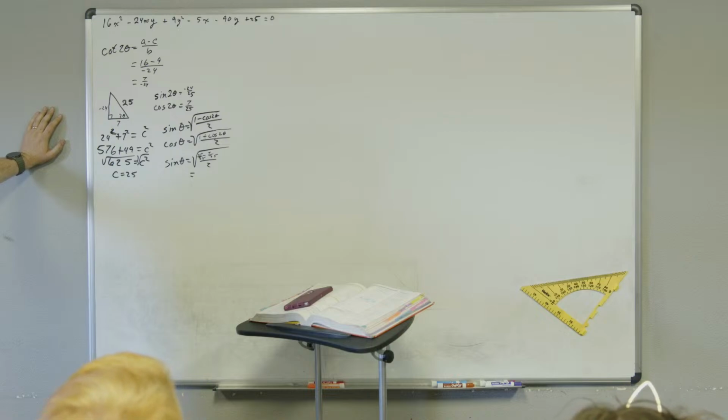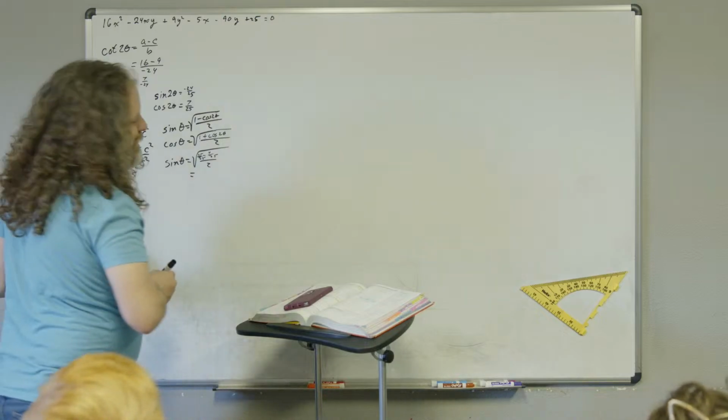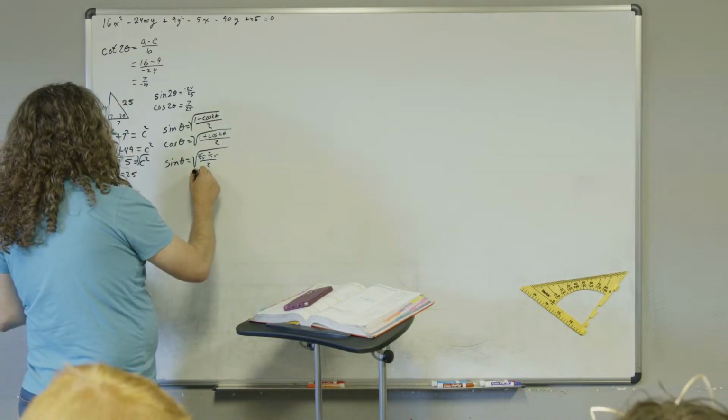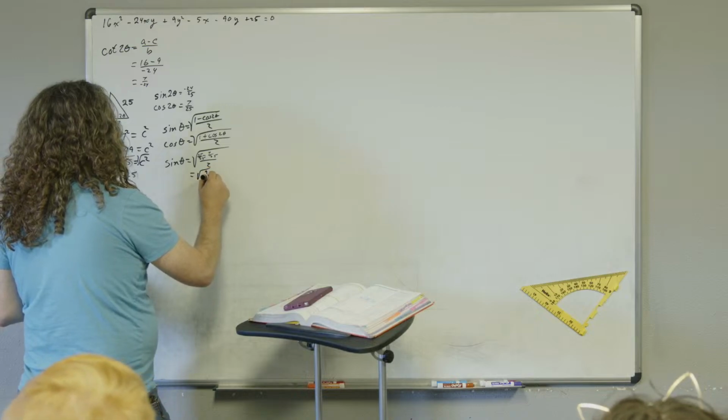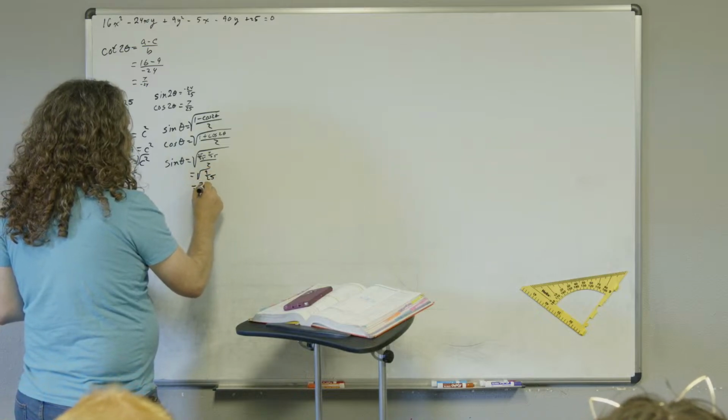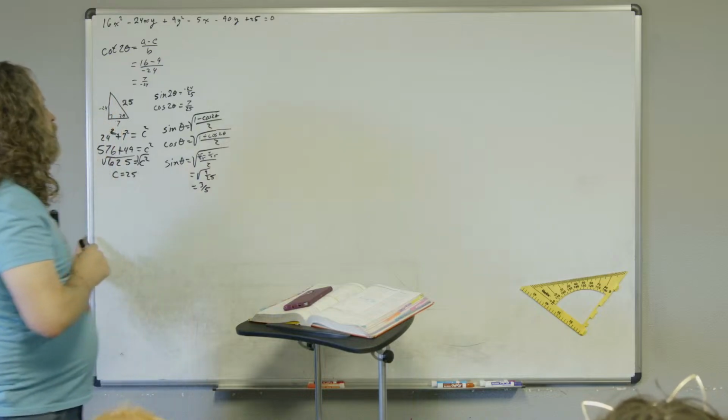25 minus 7 is 18 25ths. So 9 over 25. Imagine that. It's also pretty. Square root of 9 25ths. It's almost like they planned it. So it equals 3/5. Wow.